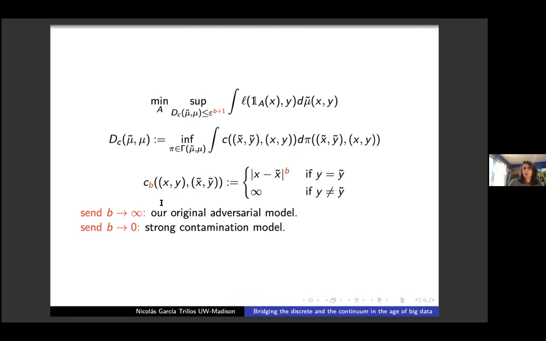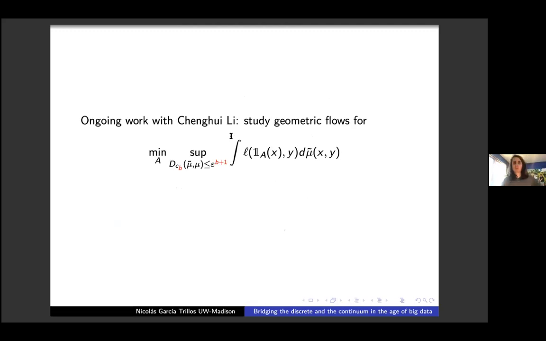If you take b to infinity, what you get from this model is essentially the original adversarial model, the one I presented at the beginning of the talk. If you send b to 0 with this parametrization, what you obtain is something called the strong contamination model, which is a classical robust method in statistics. So this family of adversarial learning models interpolates between something classical in statistics and the model that I showed earlier. Now, with my student Chen-Hui Li and also with Ryan, we are thinking about studying the geometric flows that are associated to this problem.